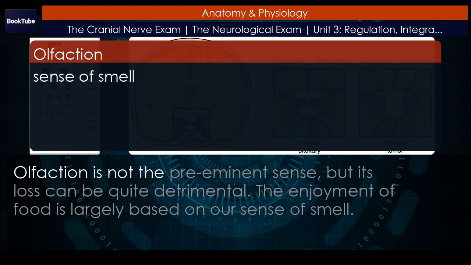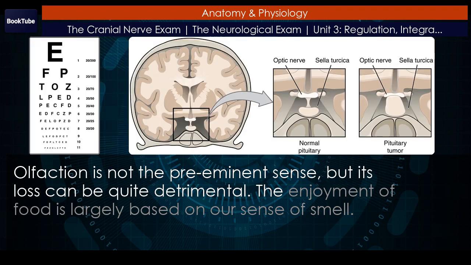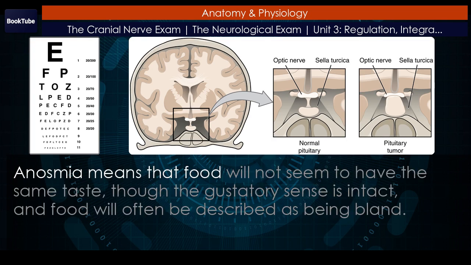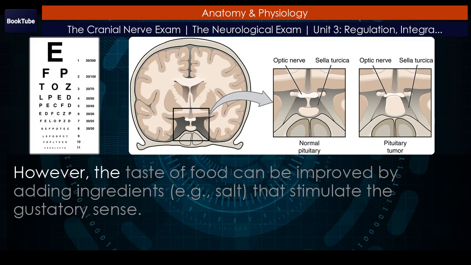Olfaction is not the preeminent sense, but its loss can be quite detrimental. The enjoyment of food is largely based on our sense of smell. Anosmia means that food will not seem to have the same taste, though the gustatory sense is intact, and food will often be described as being bland. However, the taste of food can be improved by adding ingredients, e.g., salt, that stimulate the gustatory sense.